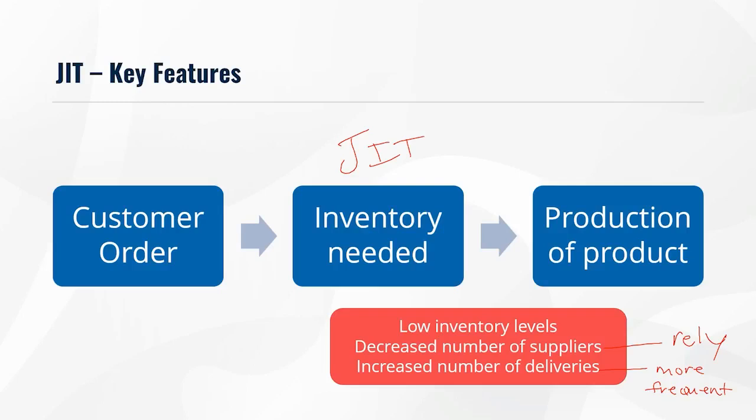So we're not going to have as much inventory sitting here. The raw materials are not just going to be sitting here. We'd be able to save on our storage and our space for storing all of the inventory. But because we have to have that inventory when we need it, we're going to have fewer suppliers. They're going to be reliable suppliers, and we're going to have more frequent deliveries. Those are the key features of a just-in-time system.